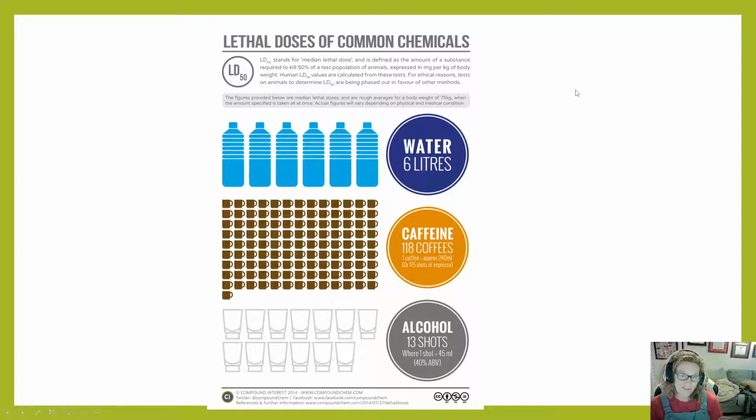There is an LD50 for almost everything, even water. If you had 6 liters of water all at once, it would kill half the population of people. What? That's crazy. I don't think you can have 6 liters of water all at once because your stomach couldn't hold all that. So you can see this many coffees, these many alcohol shots, etc. Everything has an LD50.